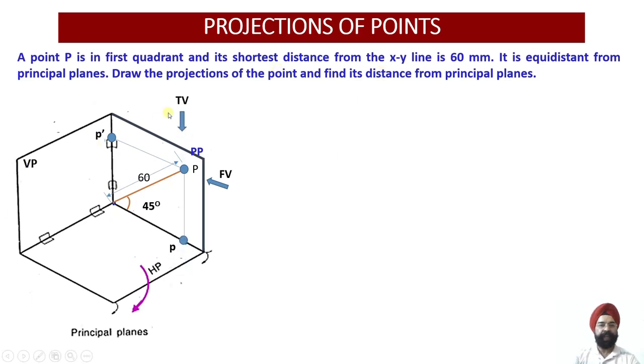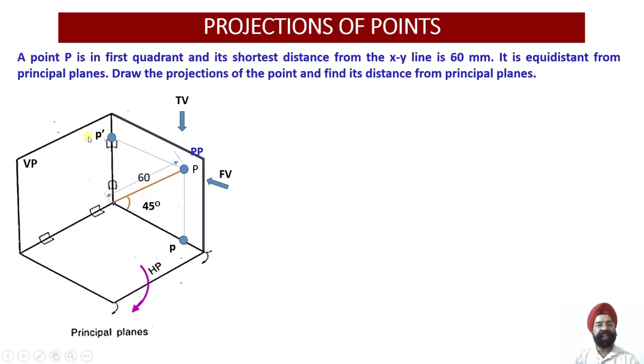Similarly, you look at this point P from the top. Now this projector line will be touching my horizontal plane at this position. So once I am looking from the top, the name of the projection will be top view, and it will be represented by small p. Now front view has been obtained, top view of the point has been obtained, but both of these are lying in mutually perpendicular planes.